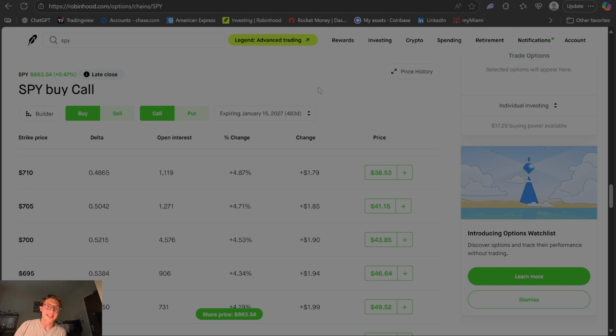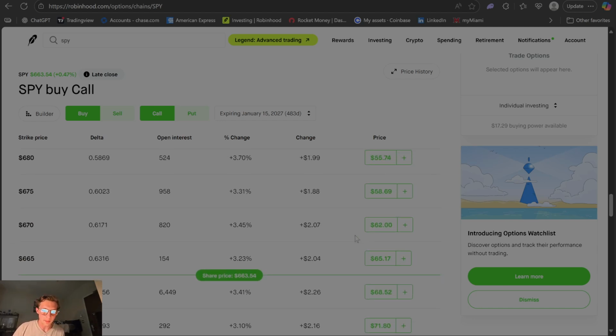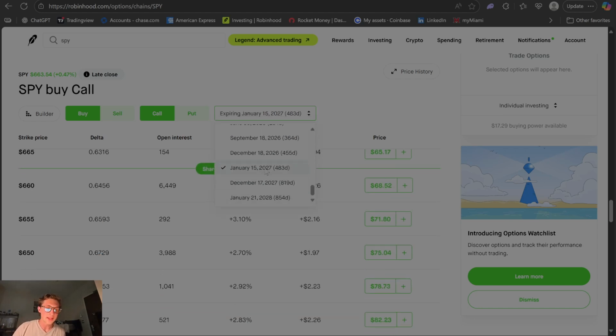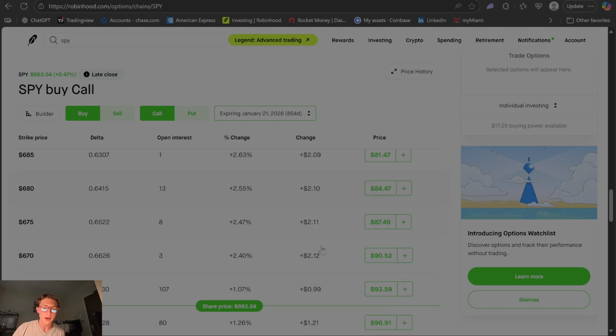Extrinsic value is time, right? So when you have more time, the contract is going to cost more because there's more that can happen and risk needs to be compensated, risk of the stock moving any which direction, right? And that being said, if I go out to the next year, they're going to be even more expensive, right? Because there's more time on the contract.